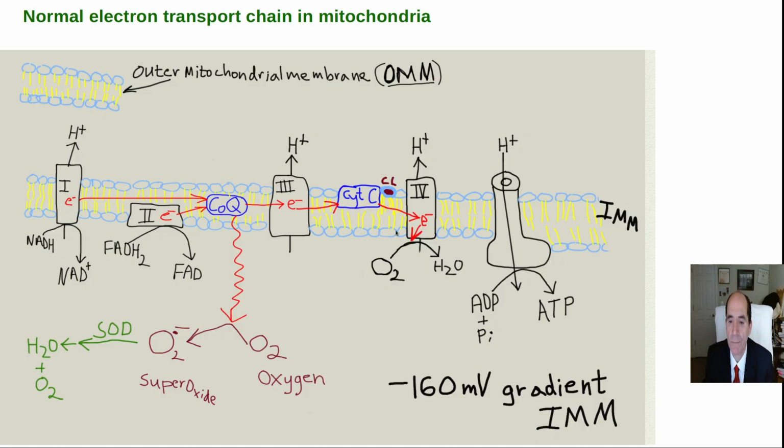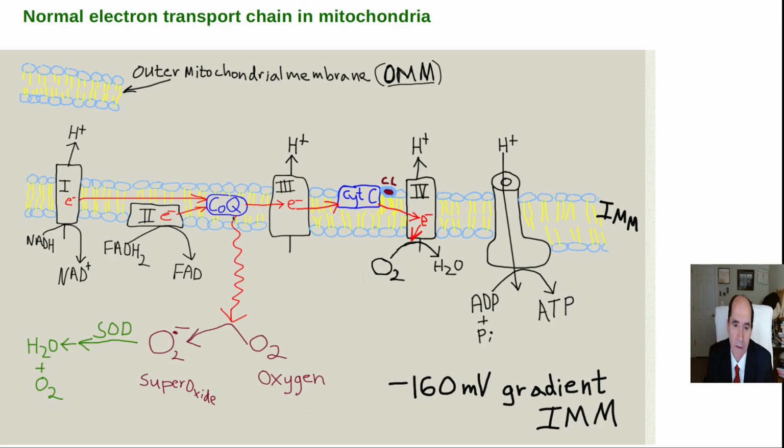Okay, now this inner mitochondrial membrane is so extraordinary. It has a gradient, the highest gradient I'm aware of in the human body, negative 160 millivolts. Holy crap. It's like an electrical power plant inside of your cells. It's a remarkable thing. Okay. And again, these are the electrons being passed down through these electron transporters, and then these are the protein complexes that pump protons into the intermembrane space.